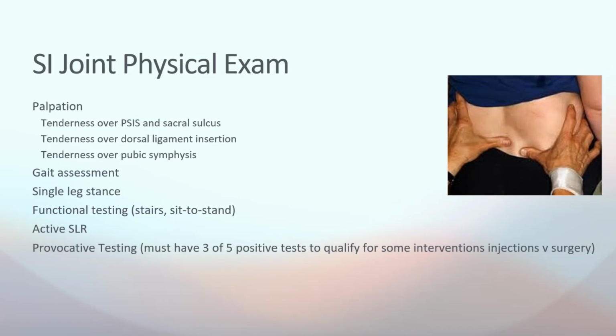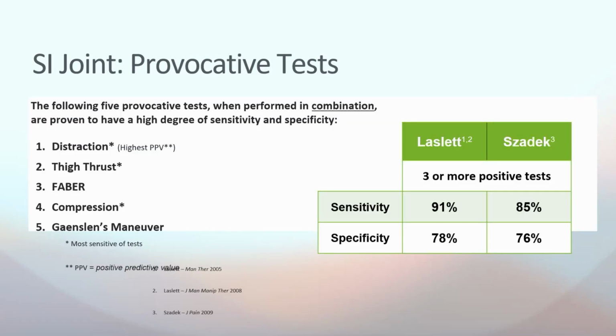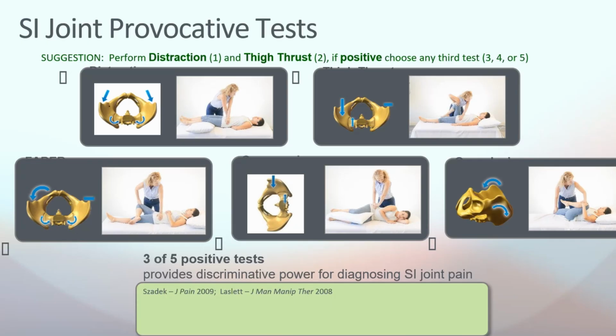So you have to have 3 out of 5 of these tests, which we're going to get into in a second. They rate that the distraction, thigh thrust, and compression are the more positive tests. I didn't show you those yet. I only showed you the FABER. So we'll get into the other ones, and there is a nice little schematic on this side. It shows you these tests, starting with distraction, which is in the first box over here. Distraction, thigh thrust, FABER, compression, and Gaenslen's.